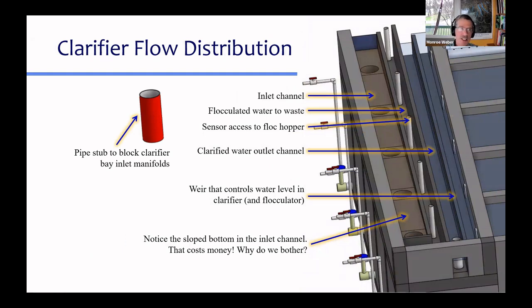It's just another view of the same thing, just to remind you, okay, we can draw this in Onshape, or we can take a picture of the real thing, and they look very, very different. And just notice the sloped bottom in the inlet channel, and think about the fact that it costs us money to make that bottom of the channel be sloped. We have to use extra concrete. So that's another thing that we must be doing for a reason. Just to ponder, like, why do we care about that?